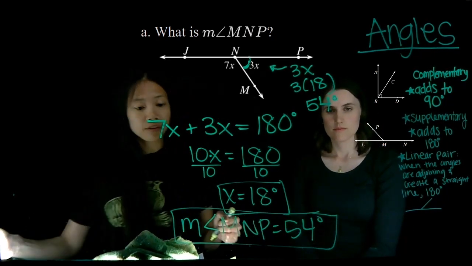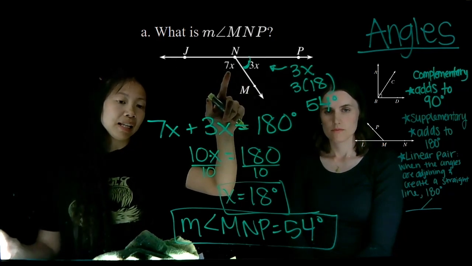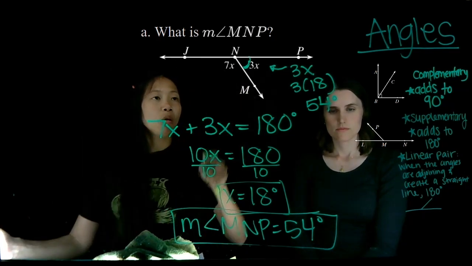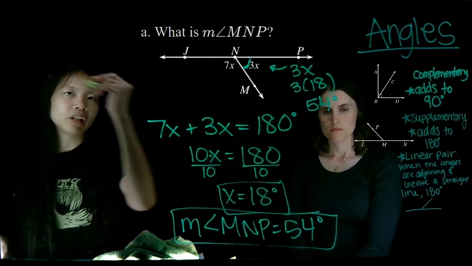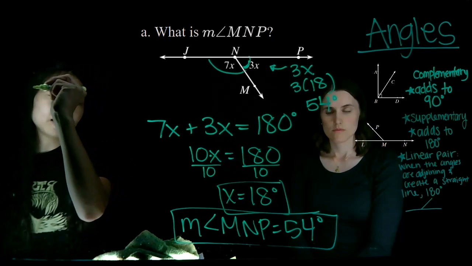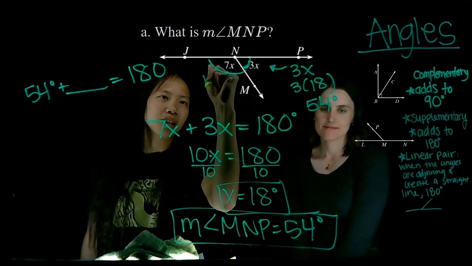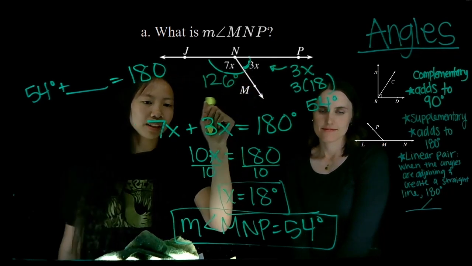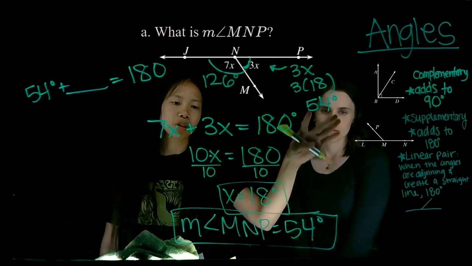We could easily figure out how many degrees is angle JNM if we plug in 18 for x and do 18 times 7, or we could also use the supplement to help us find the other angle. So we know that this angle plus our 54 degrees adds up to 180, so 54 degrees plus blank equals 180, which gives us 126 degrees. So we know that this angle is 126 because it's a supplement to angle MNP, which was 54 degrees.